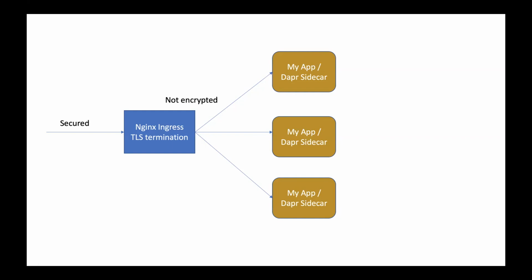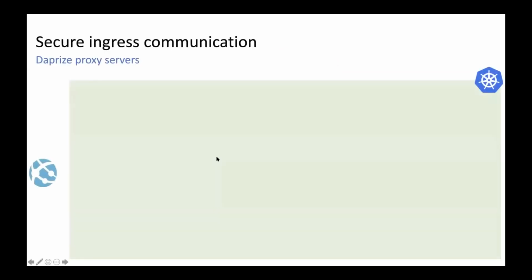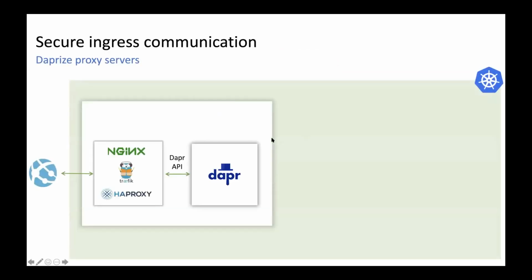And well, that's all good and working for intra-cluster communications. How can we really drive this end to end? So what if we could basically do something like this? What if we could take Nginx and not only Daprize our application, but actually inject Dapr into the Nginx controller or Traefik or HAProxy? So think about your Ingress controller that is in itself Daprized.